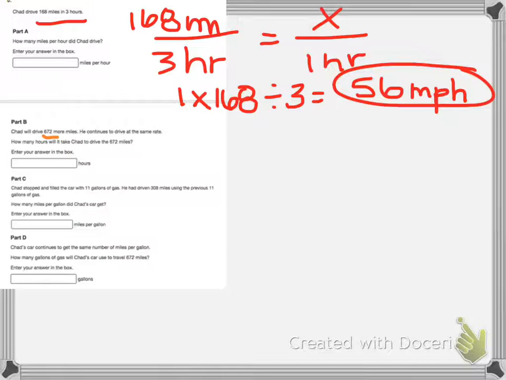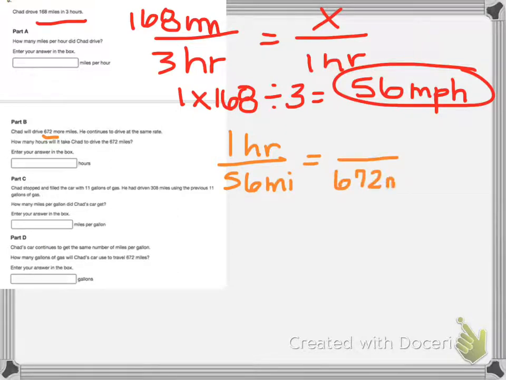One of two things. You could know that each hour he's going to drive 56 miles, or you could use the ratio of 168 miles in 3 hours to figure out your answer. Either way, you're going to get the same answer. So, in 1 hour, we just figured out he could drive 56 miles. We want to know how long it would take him to drive 672 miles.